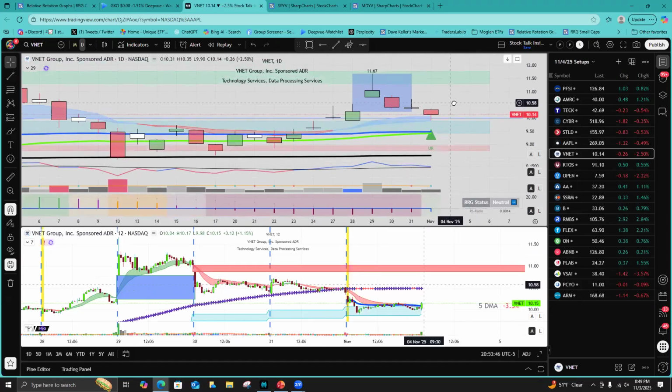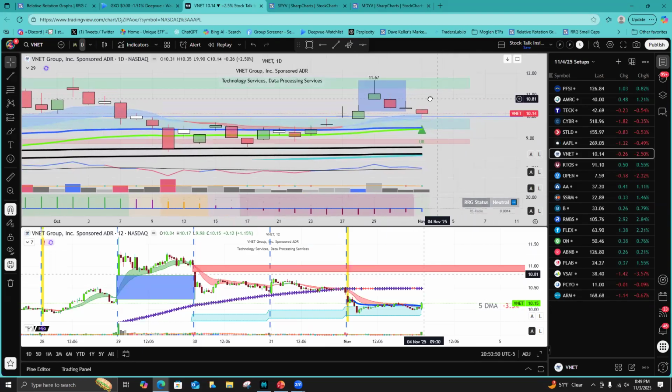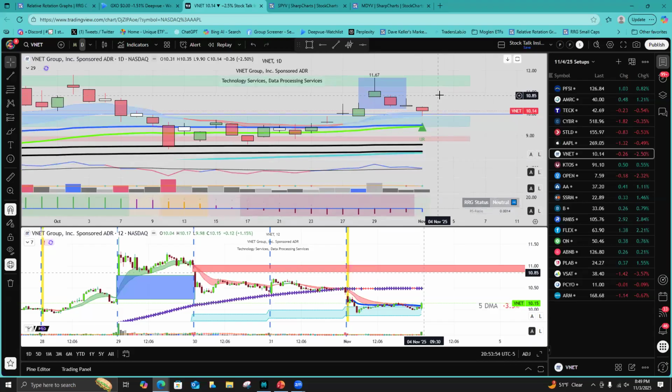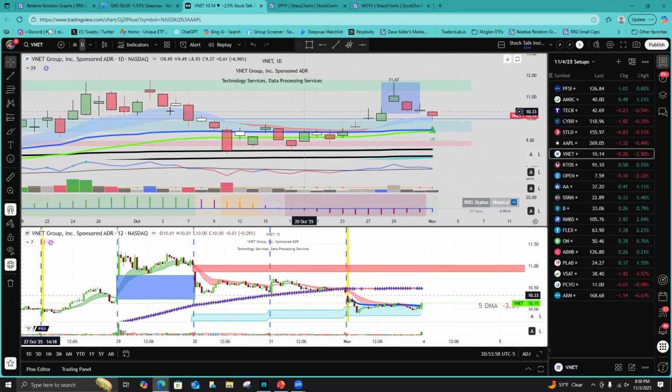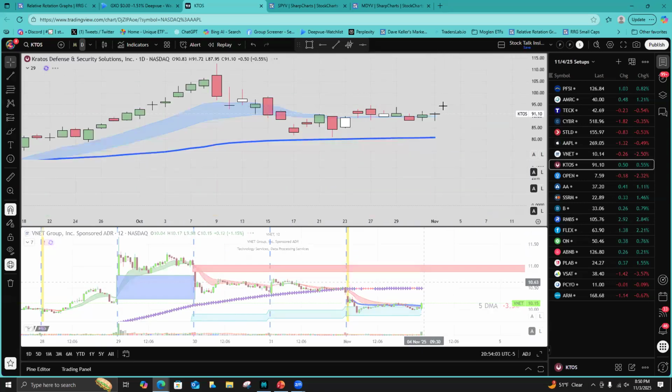VNet. All right, so we got one with the earnings not in the way, starting to catch the relative rotation histogram, low volume pullback. So this is our first just classic low volume pullback off a little double top right here that we got. Looks good.